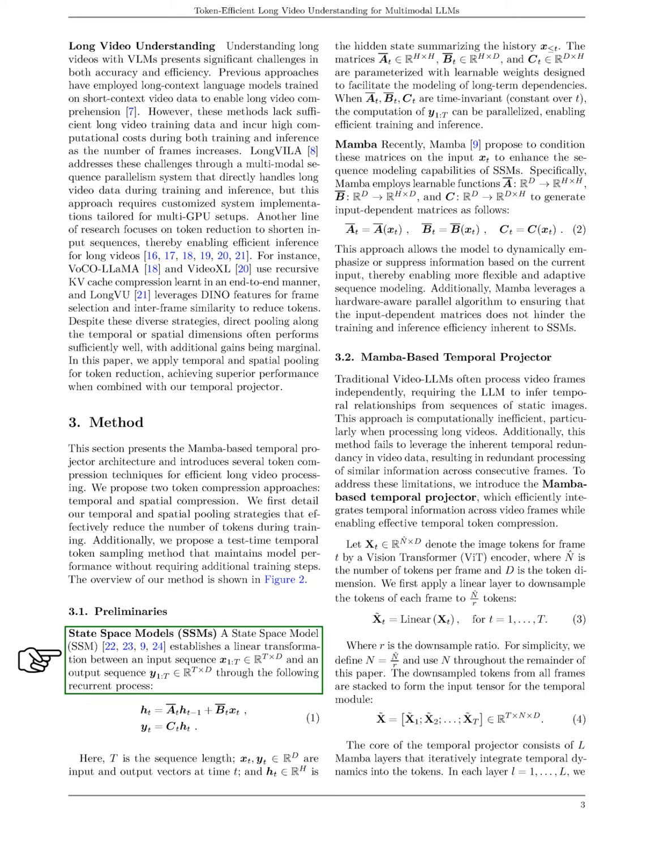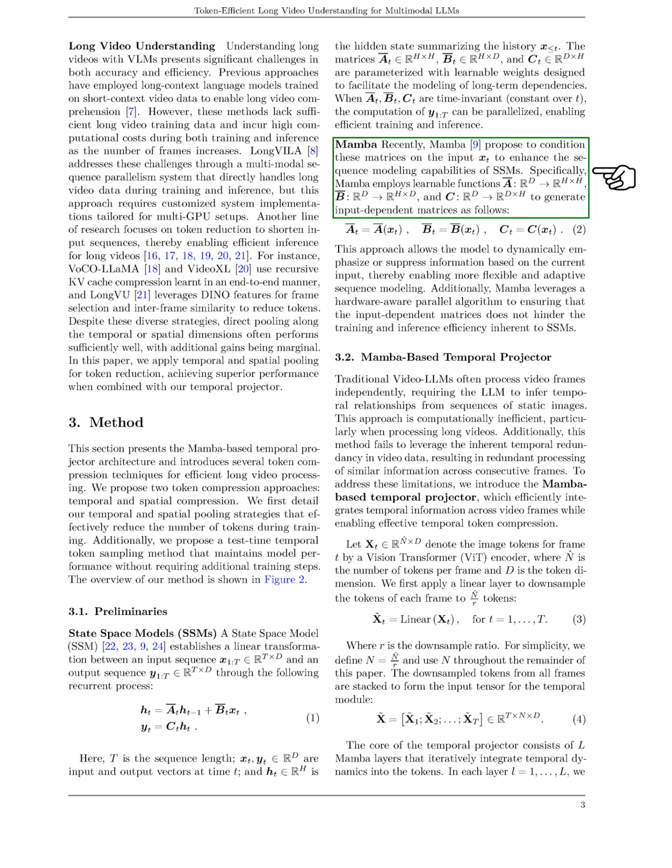We start with the basics of state space models, SSMs, which create a linear transformation between an input sequence and an output sequence through a recurrent process. Here, the sequence length is defined, and we have input and output vectors at specific time points, along with a hidden state that summarizes the history. The matrices involved are parameterized with learnable weights to help model long-term dependencies. When these matrices remain constant over time, we can parallelize computations, making training and inference more efficient.